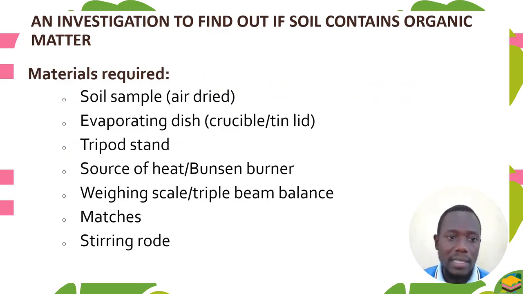Let's now look at an investigation to find out if soil contains organic matter. This is an experiment to investigate if the soil contains organic matter. In this experiment, you need to have the following materials. The first one, you need to have soil sample, a dried soil sample. Then you need to have an evaporating dish, a tripod stand, a source of heat, then a weighing scale or triple beam balance. Then we have got matches as well as a stirring rod.